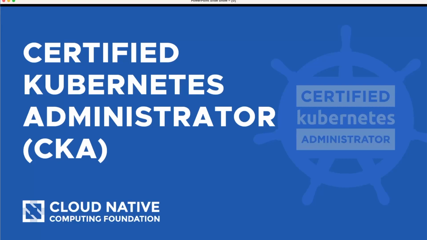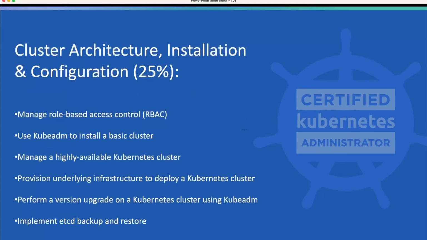The CKA exam is divided into 5 domains and each covers different aspects for the Kubernetes administrator. One of these domains is cluster architecture, installation and configuration. That's 25% of the exam. That contains RBAC, how to install the cluster like with kubeadm, high availability for the Kubernetes cluster, the infrastructure to deploy the Kubernetes cluster, versioning and upgrades, and the etcd backup and restore.